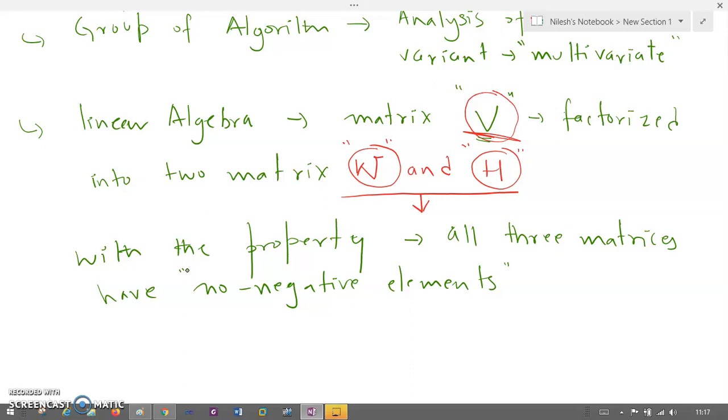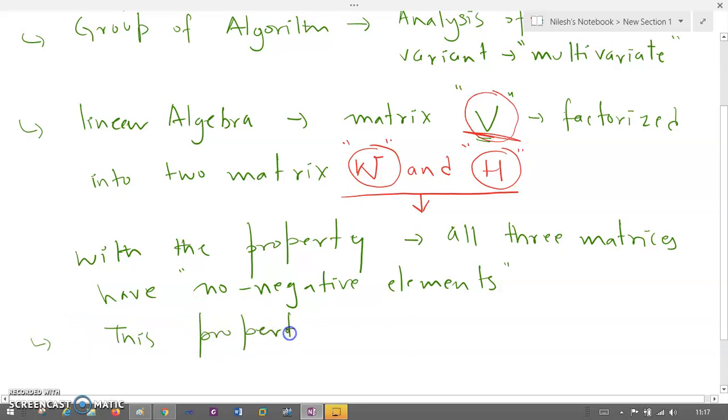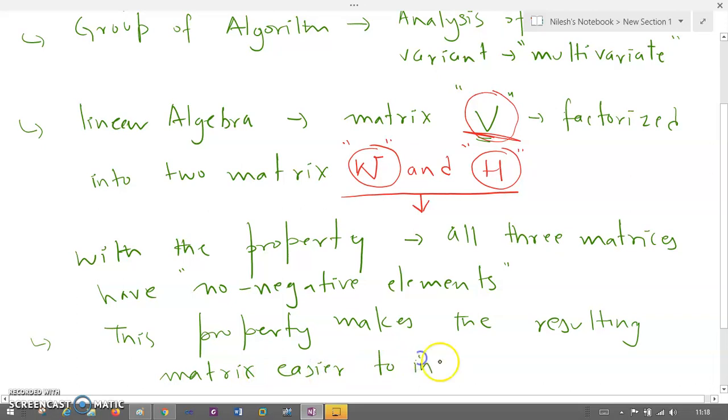And this property makes the resulting matrices easier to inspect. Because of that property, the resultant matrices that we are getting, like V or any other, are going to be easier to inspect. We can get a profound output from those matrices.